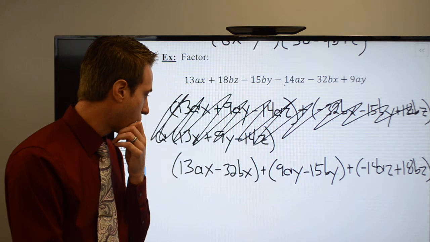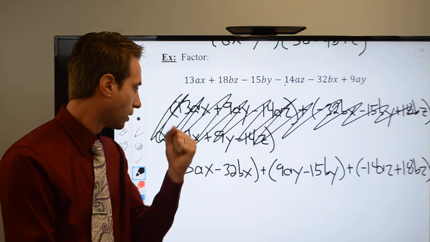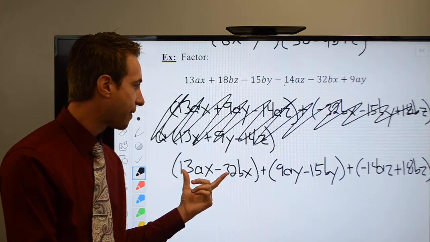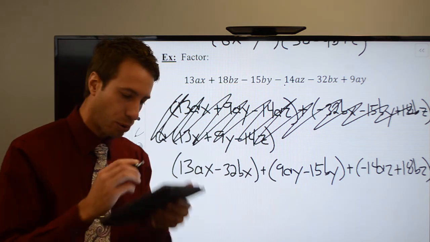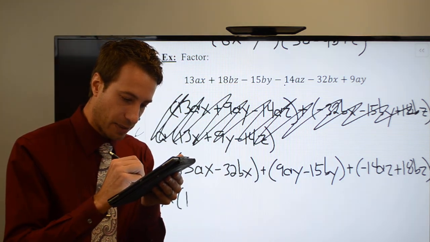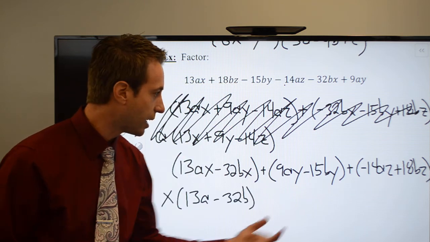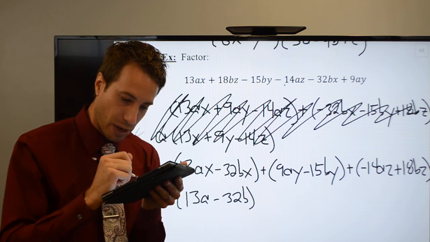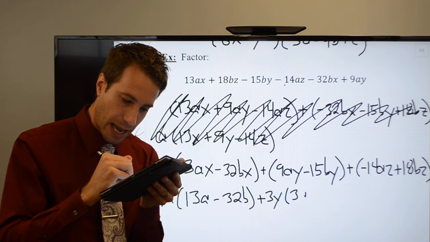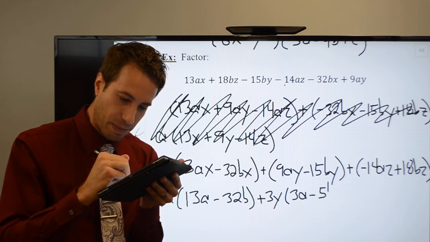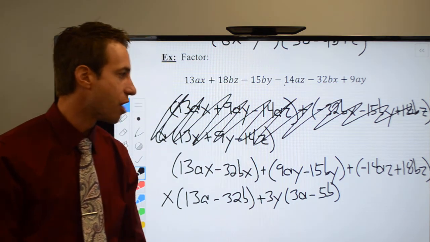13 and a minus 32. Once again, it doesn't look like I have a GCF I can pull out of those guys other than a -1. So all I could do is pull out an X, which leaves me with a 13A minus 32B, which is kind of ugly. 9 and 15, I can pull out a 3. So I'll pull out a 3Y, which leaves me with 3A minus 5B. And okay, already I recognize I'm in trouble. These two quantities are not the same.